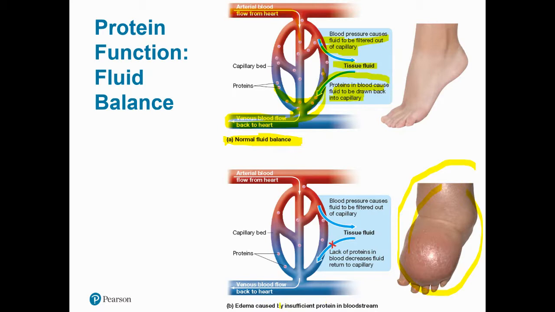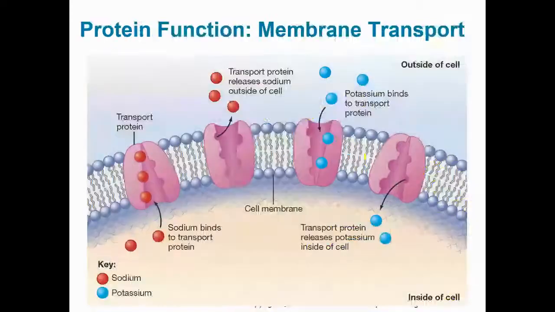Edema can be caused in some cases by insufficient protein in the bloodstream. So right here, where the fluid would normally flow back into the capillaries because it's following the proteins, if there's not enough protein in the blood, then the fluid is not going to return to the capillaries, so it's going to get stuck here in this extracellular space, and so you get this swelling, literally just pooling of fluid from the cardiovascular system because there isn't enough protein in the blood to pull that fluid back out. So that's one example of the function of proteins in the body, is to support fluid balance.